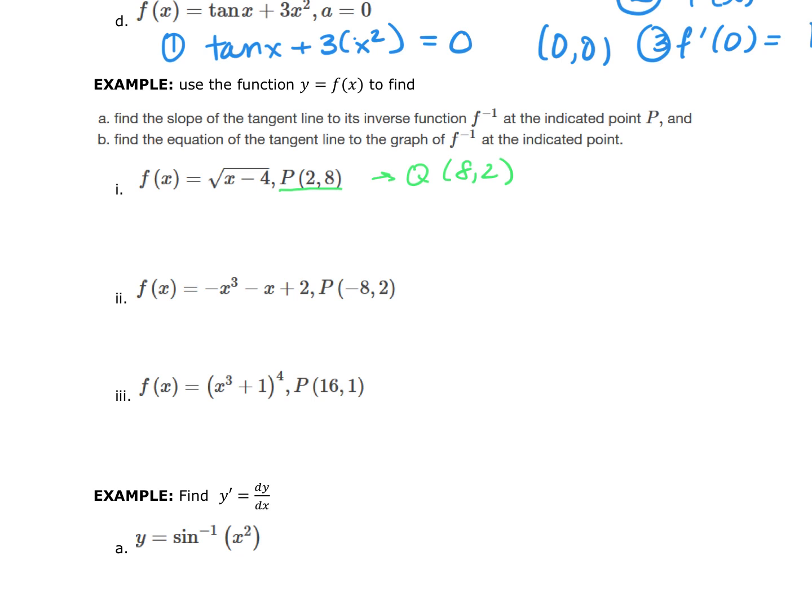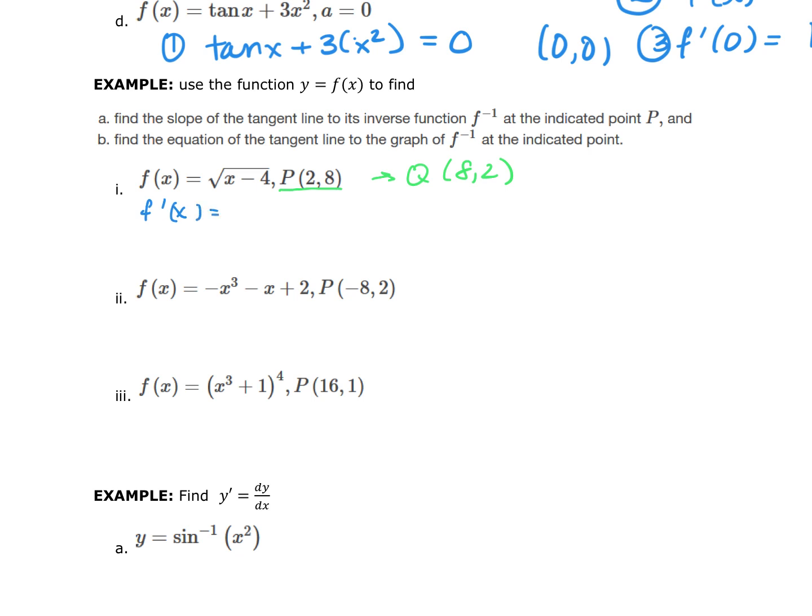Remember that domains become ranges, ranges become domains. Just something to be aware about. Because they're giving me both the input and the output for the original function and its inverse, I can skip the first step and go right to finding f prime of x.